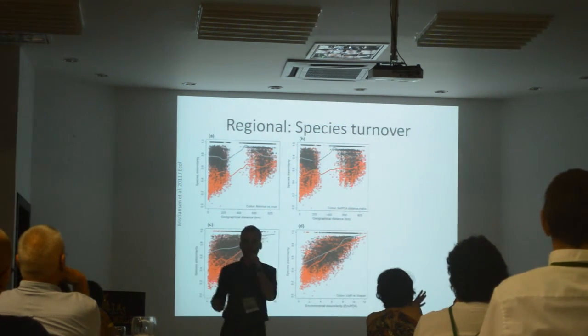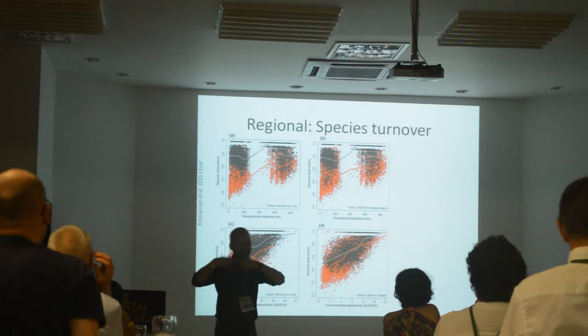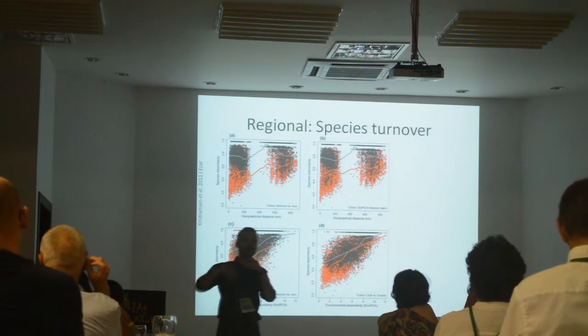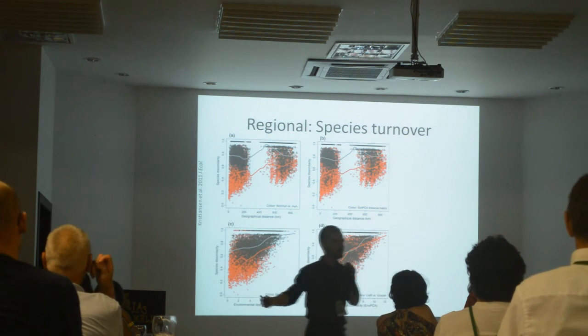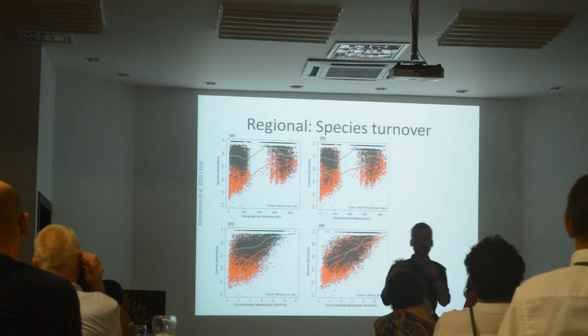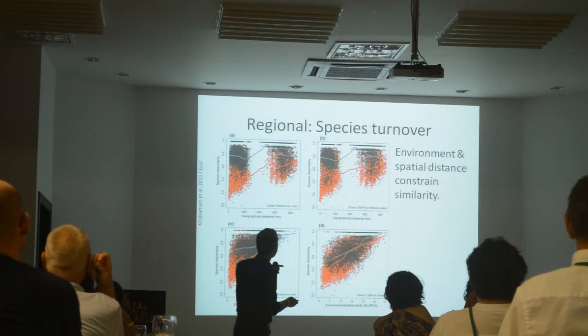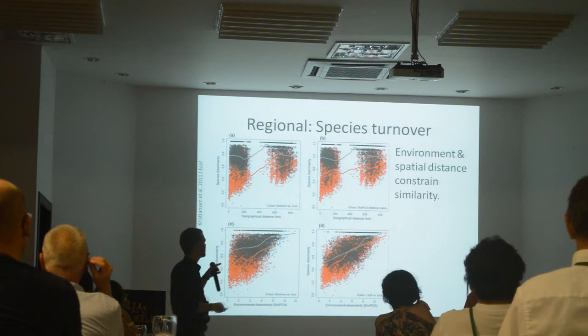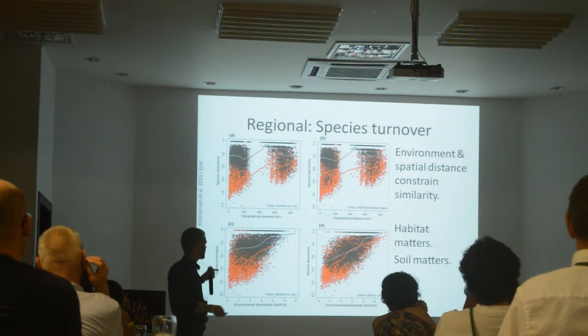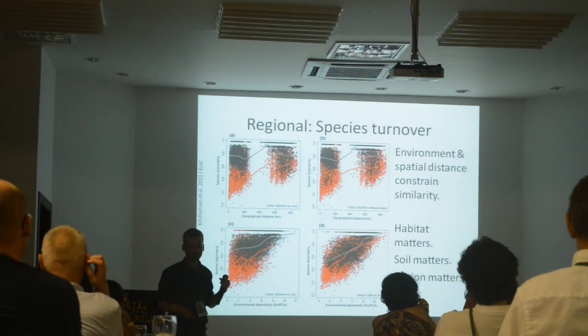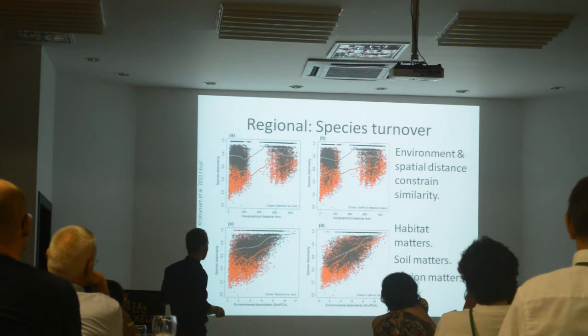So we also managed to show that, as expected, the ones that are dissimilar, although they are sitting in rather similar environments, are so because they are geographically distant. So environment and spatial distance constrain similarity: habitat matters, soil matters, and region matters. That's basically the take home of this.